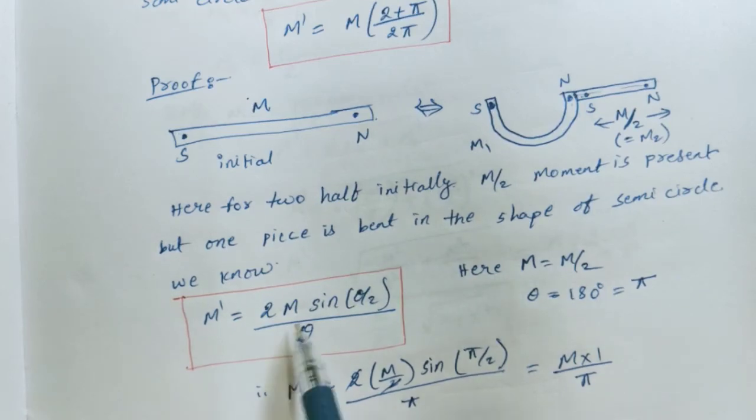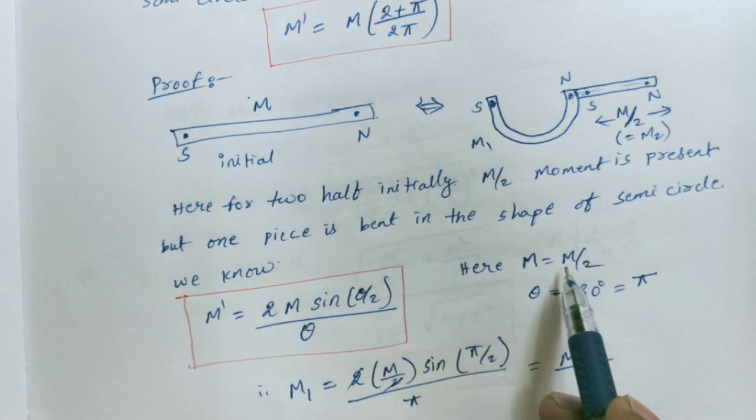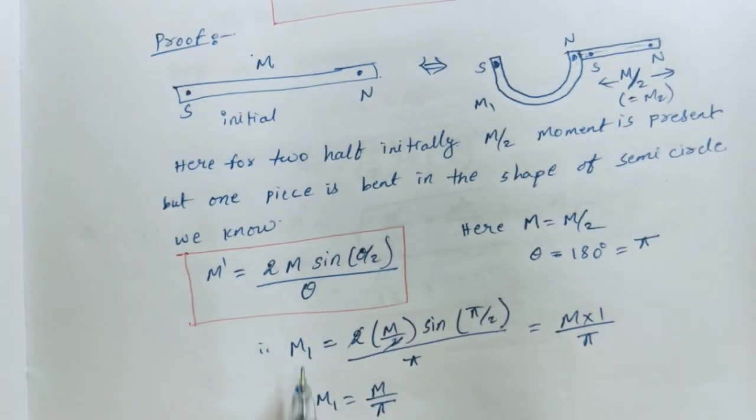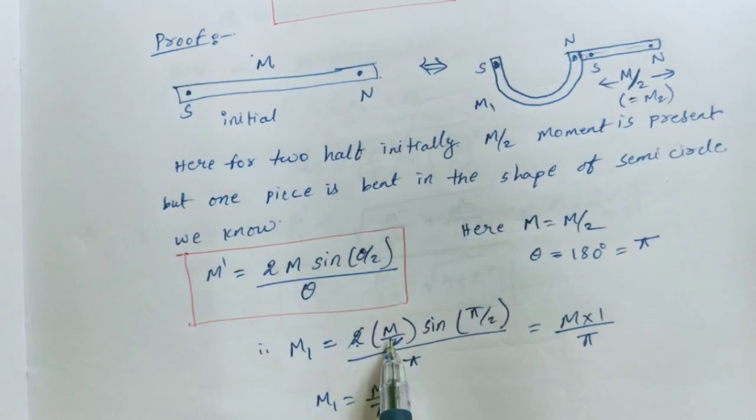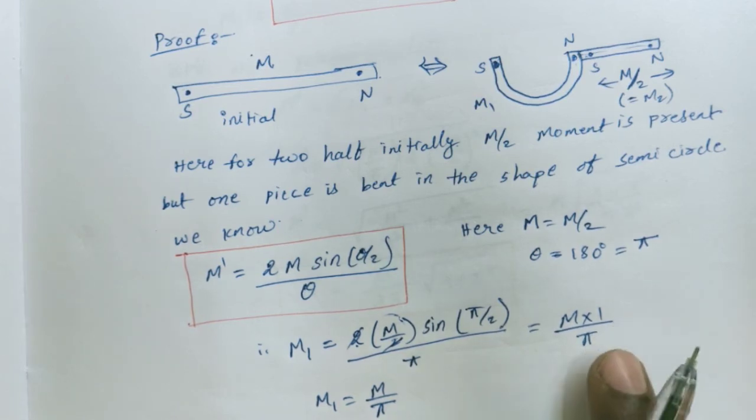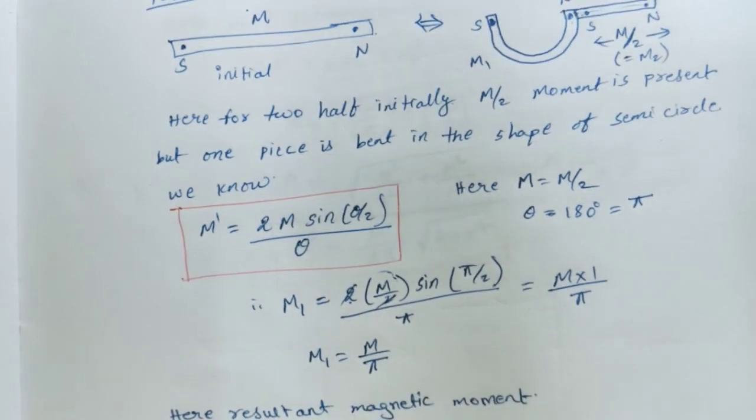So students, in this formula, in place of M, I am taking M by 2. Theta value is equal to 180 degrees, nothing but pi radians. I am taking this as M1. The 2 stays as it is. So instead of M, we take M by 2, so this is sin pi by 2, whole divided by pi. On simplification, the 2 and 2 will be cancelled. Sin 90 degrees value is equal to 1. So M into 1 divided by pi. So for this M1 we are getting M by pi.